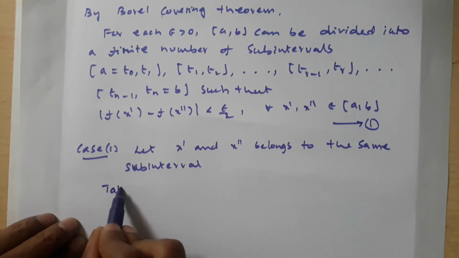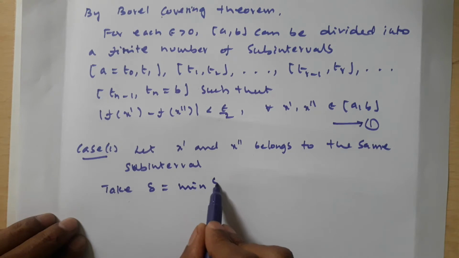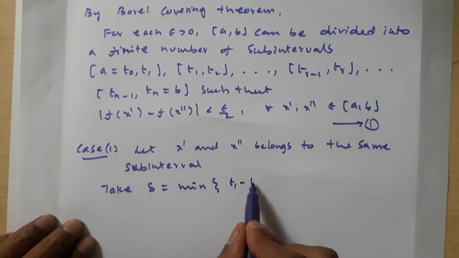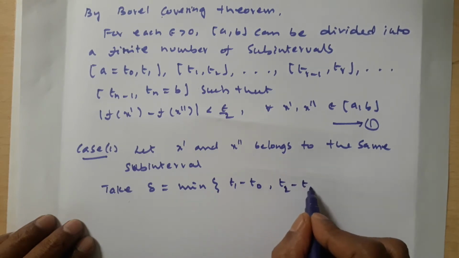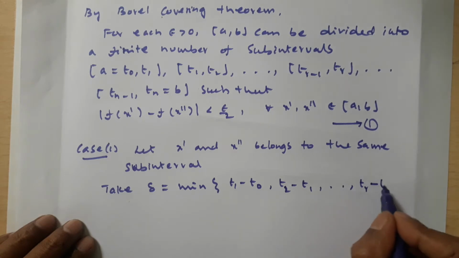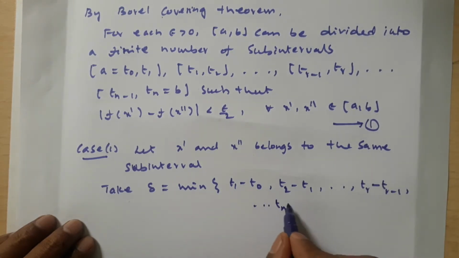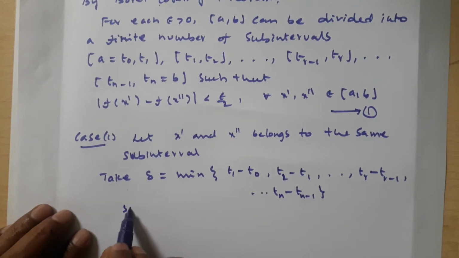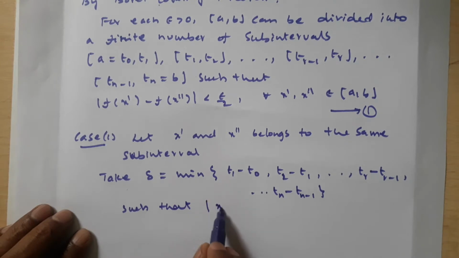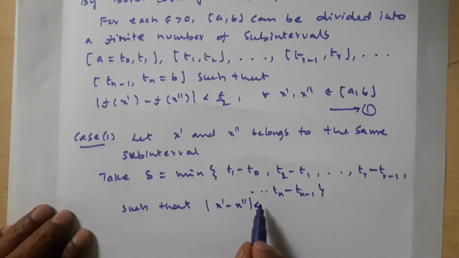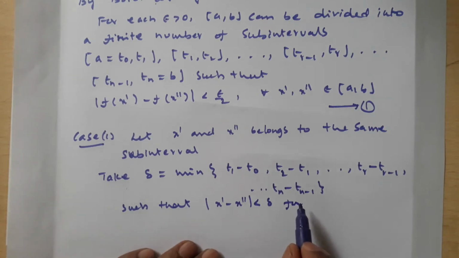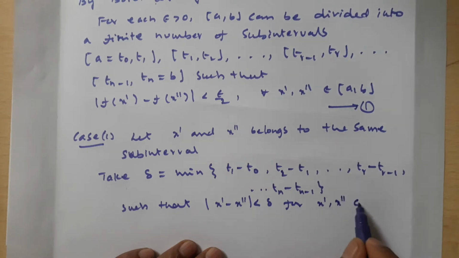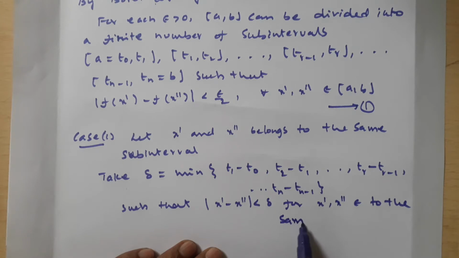Now take delta is equal to the minimum of t1 minus t0, the length of the first subinterval, similarly the second subinterval t2 minus t1, and so on, tr minus 1, and so on, tn minus 1, such that mod x dash minus x double dash is less than delta for x dash comma x double dash belonging to the same subinterval.